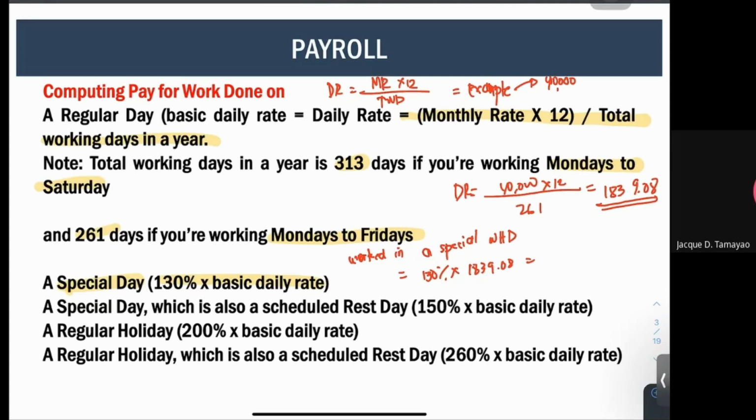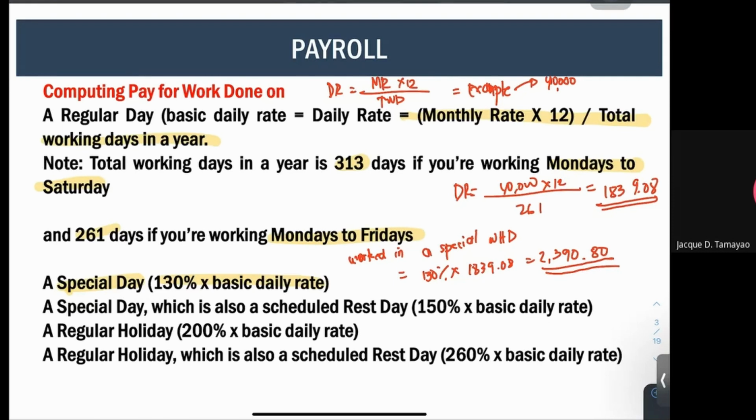130% of 1839.08. So we have here 2,390.80. That is our payment for our special day. That is our payment for special day. So you just need to multiply it to our basic daily rate.